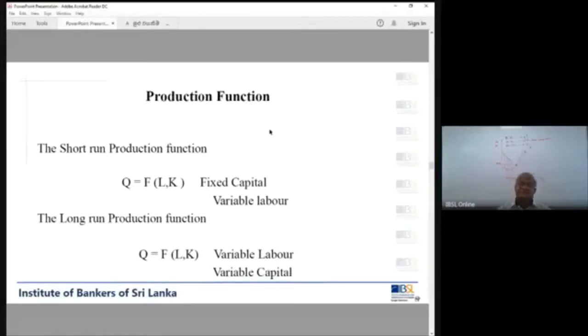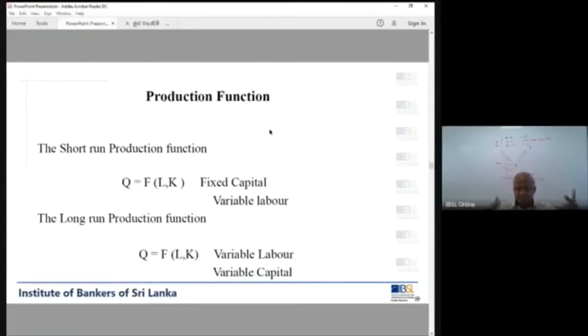Fixed factor. Therefore, there is a fixed cost. When there is a fixed factor, there is a fixed cost. In the long run, there is no fixed cost, no fixed factor. All are variables. The company can hire any number of workers.